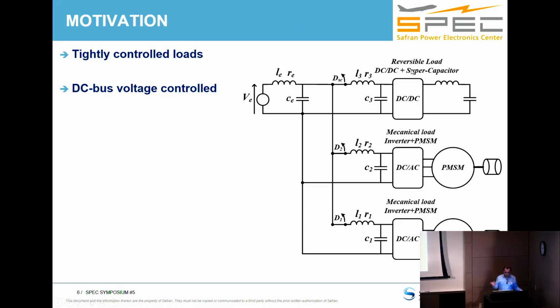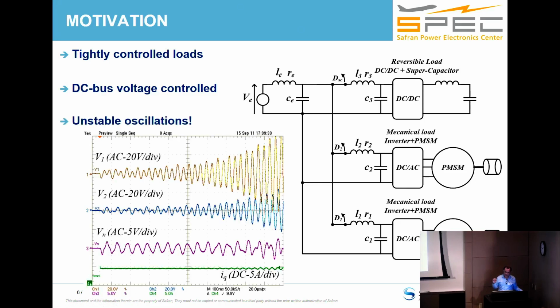But even though this DC bus voltage is controlled, you can't avoid unstable oscillations under some conditions. So if you don't pay attention to stability issues, you might have an unstable microgrid. So how to analyze this stability and how to get the system stable?